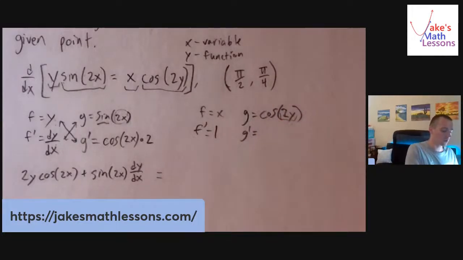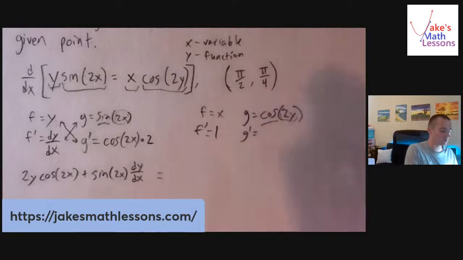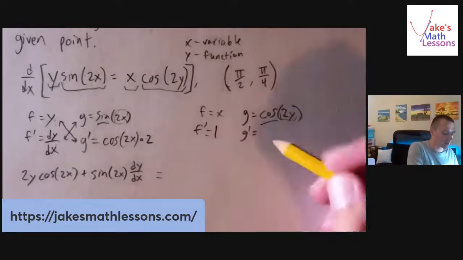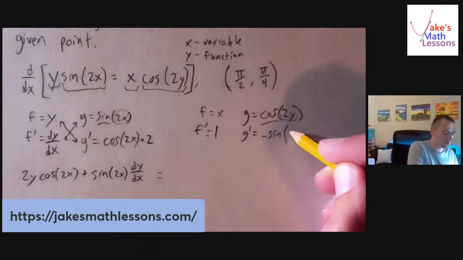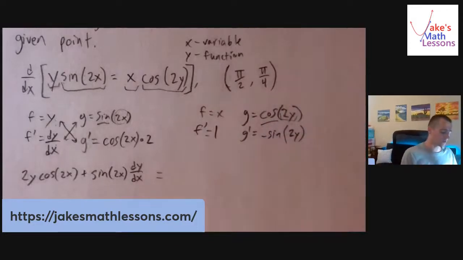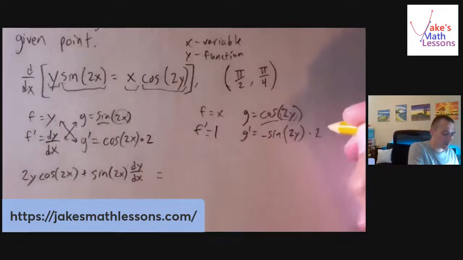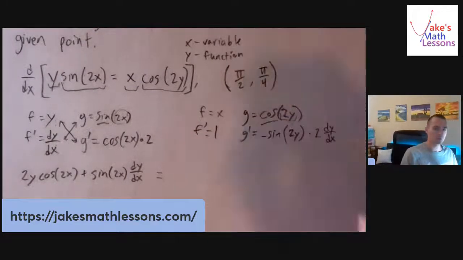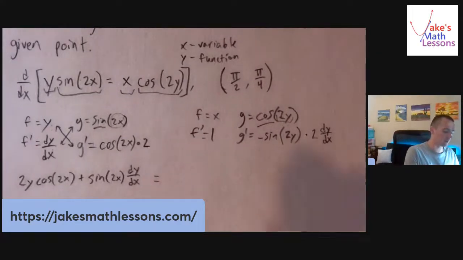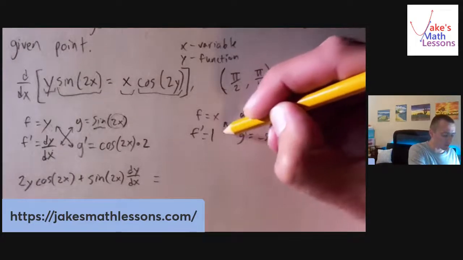So first of all, we're going to take the derivative of our outside function, which is cosine. The derivative of cosine is negative sine. We're going to leave our inside function the same by chain rule. And then we're going to multiply that by the derivative of our inside function. Well, the derivative of 2y with respect to x is just going to be 2 dy dx. Since we don't know y, again, we can't know its derivative, but we can say the derivative of y with respect to x.